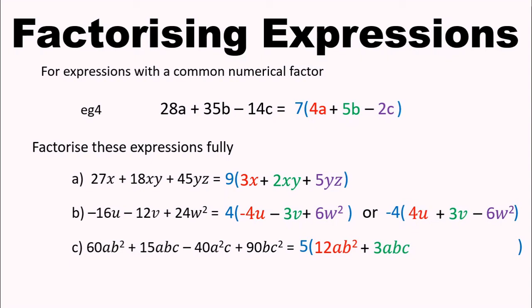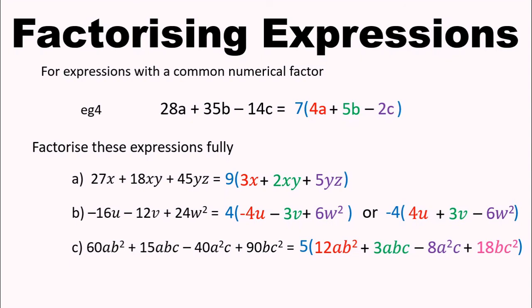-40a squared c, divided by 5. First of all, it's a negative number being divided by a positive number. So I'm going to put minus. And 40 divided by 5 is 8. So that's going to be -8a squared c. Finally, 90bc squared divided by 5. A positive 90 divided by positive 5 is going to be a positive factor pair. That's plus 18. Plus 18bc squared.